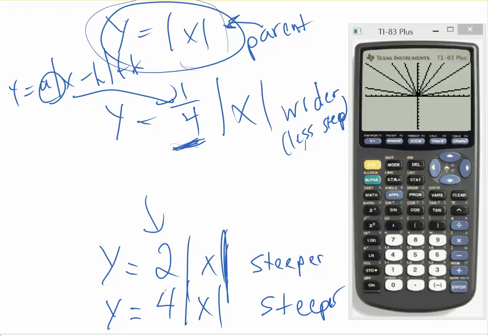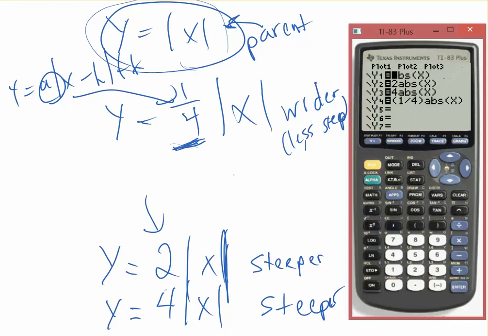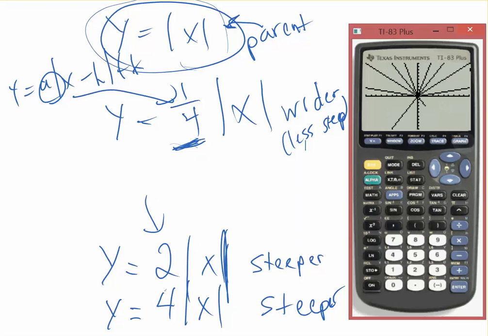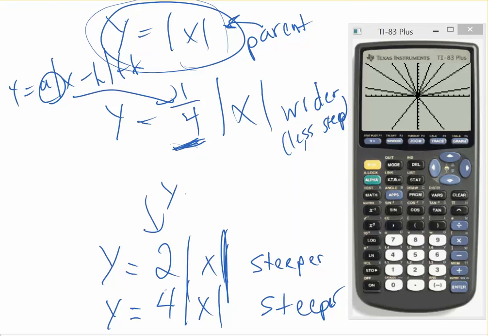What happens if we put a negative sign out front? Let's try that. Haven't tried this yet. I'm kind of interested to see what will happen. So y equals negative 2, for example, times the absolute value of x. It'll just flip it around. So a negative sign out front, y equals negative 2 times the absolute value of x, will flip it.